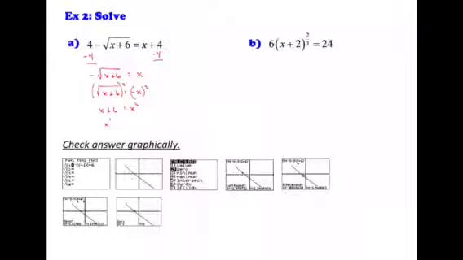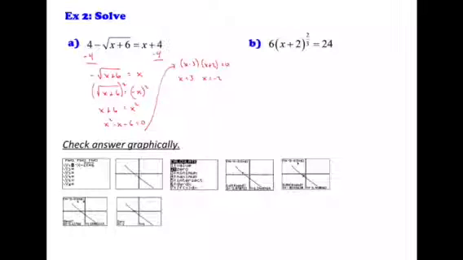It is a quadratic, so I'm going to subtract the x and subtract the 6 to get it equal to 0. And then we need to solve by one of our methods of solving quadratics, which on this one it looks like I can just factor it. So it'd be x minus 3 times x plus 2. And we get two possible solutions, x equals 3 and x equals negative 2.